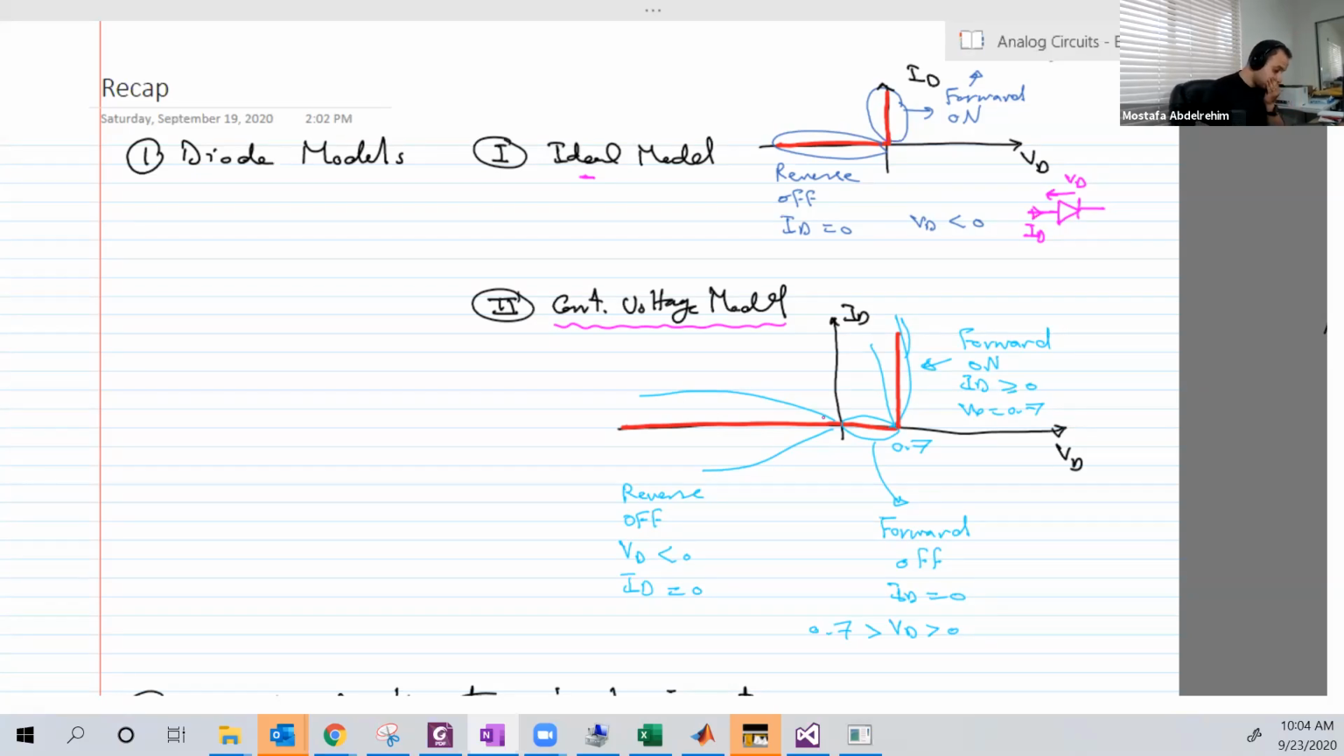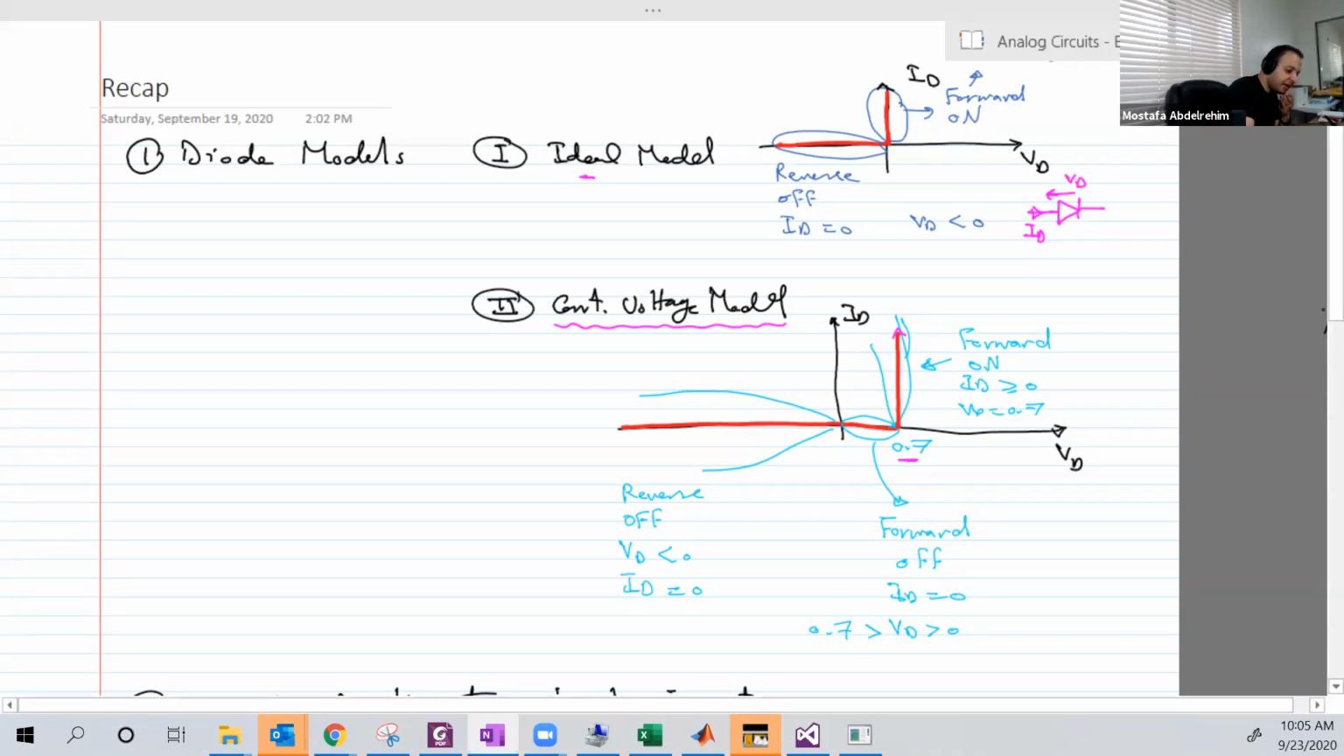Okay, but once the input voltage of the circuit can afford the VD on, or the on voltage of the diode, which is 0.7 in most of the silicon diodes, then the diode will have a constant voltage of 0.7, not 0 like the ideal model. And again, the current can take any value from 0 up to infinity. And of course, positive.